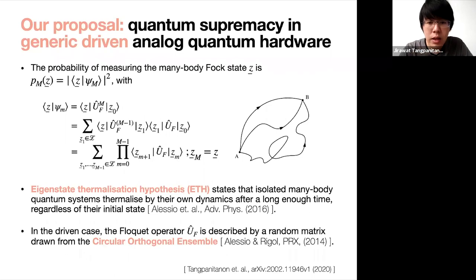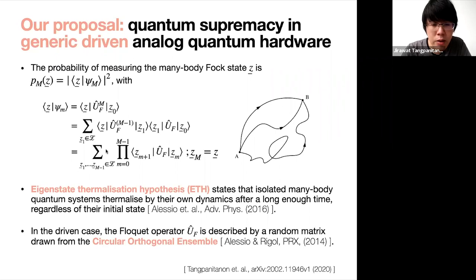Now, to see why this system can give rise to computational complexity, we're going to do something similar to a Feynman path integral. You can imagine that after I evolve the system by one cycle, I insert an identity here. After the second driving cycle, I insert another identity, and you do this for every driving cycle. So you end up with the third line, which is basically the sum of all possible paths from the initial state to the final output.